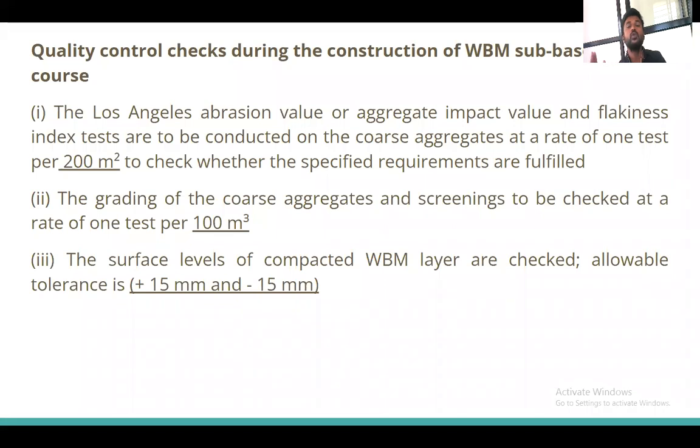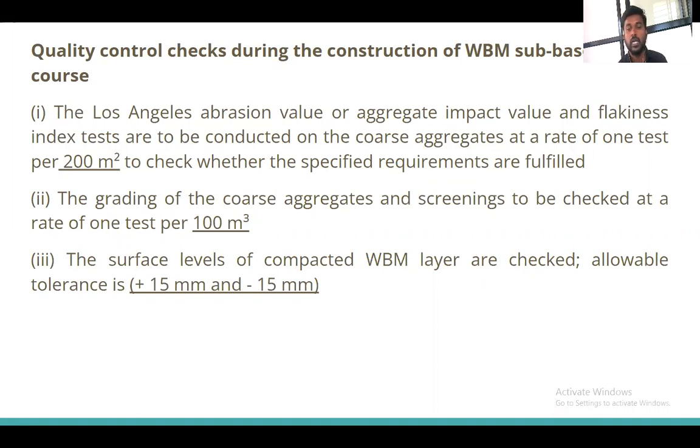Okay, at each and every 200 square meter area to find out whether the quality of that road is maintained or not. Then the gradation of the coarse aggregate and the screenings has to be checked at the rate of one test per 100 cubic meters. Okay, then whatever the grade that is defined earlier, whether that grade is maintained on that road or not, we have to check for each and every 100 cubic meters of volume of sample. Okay, we have to check the grading of the sample that is used on the site.